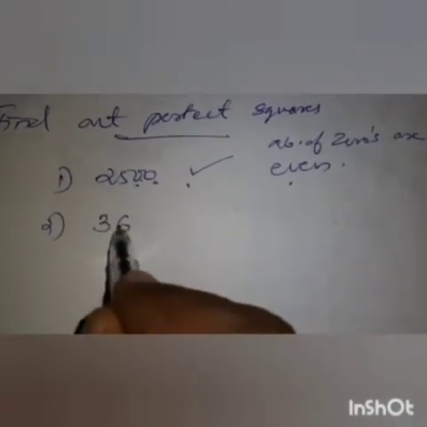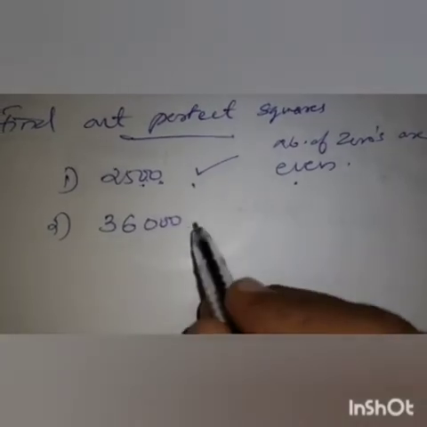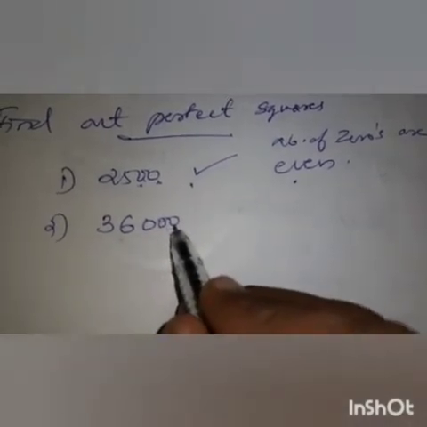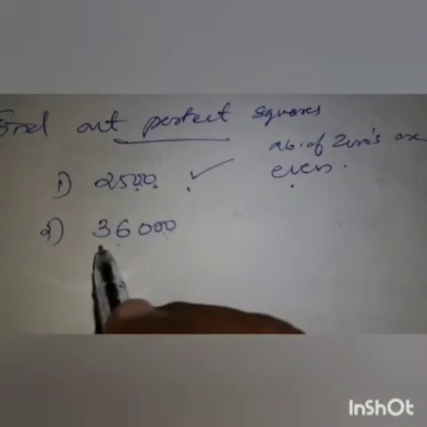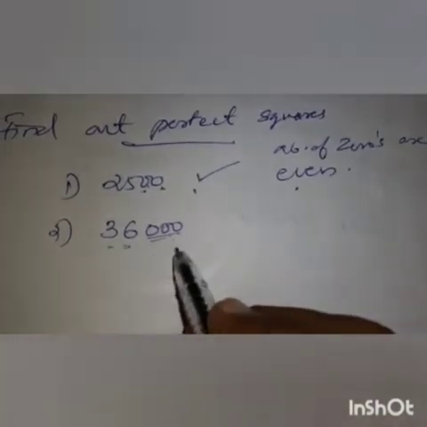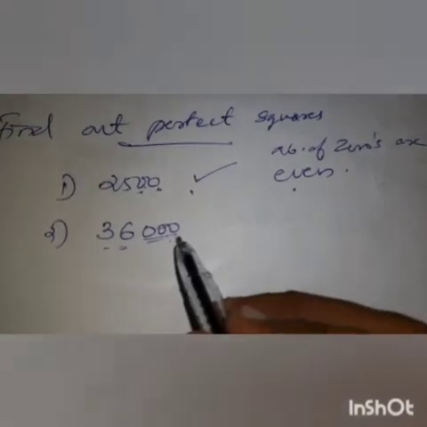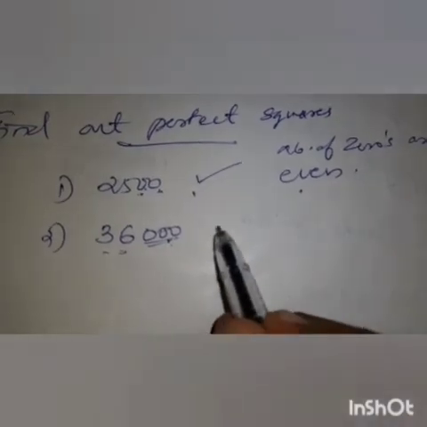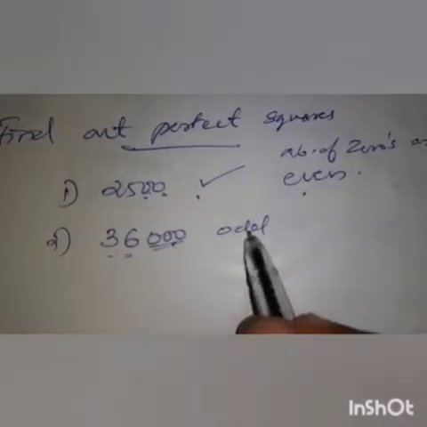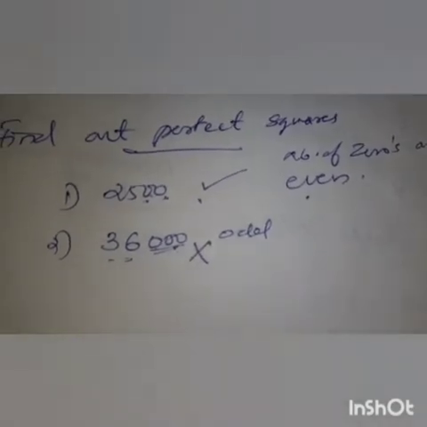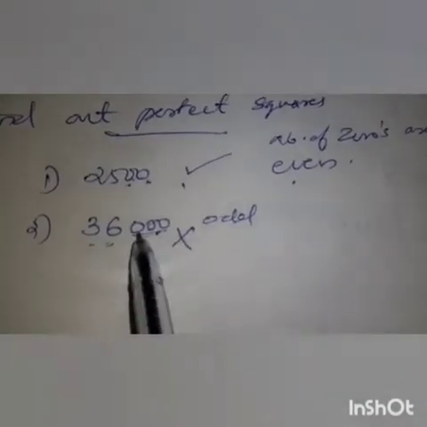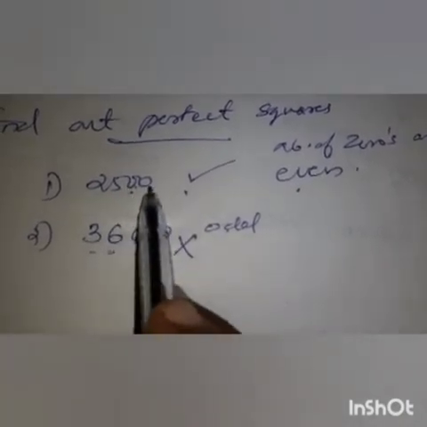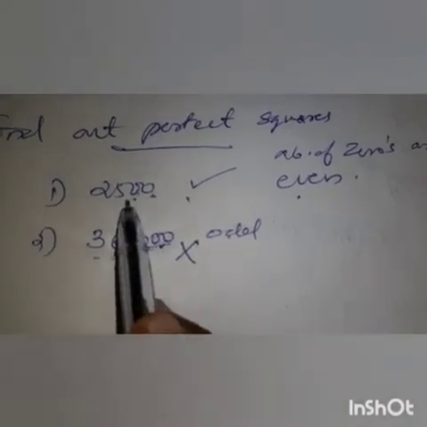What about 36 followed by 3 zeros? Is it a perfect square? No, because the number of zeros is not even, it is odd. So 36 is a square, but the number of zeros is not even. These are odd numbers. That's why it is not a perfect square. So please write like this: number of zeros are odd, so it is not a perfect square. But here the number of zeros is even, so it is a perfect square.